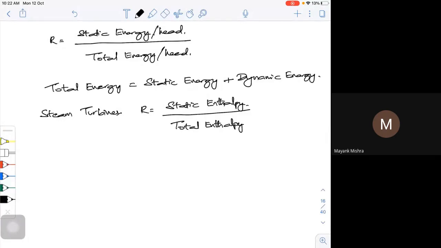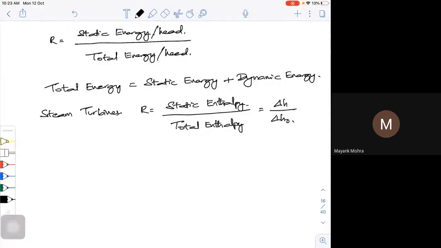What is it actually? It is delta H to delta H naught, the total enthalpy. So static enthalpy change to total enthalpy change. What is the total enthalpy change actually? It is H naught, which includes both the static as well as the dynamic component: H plus V square by 2. Whatever that particular component I have, it is there.